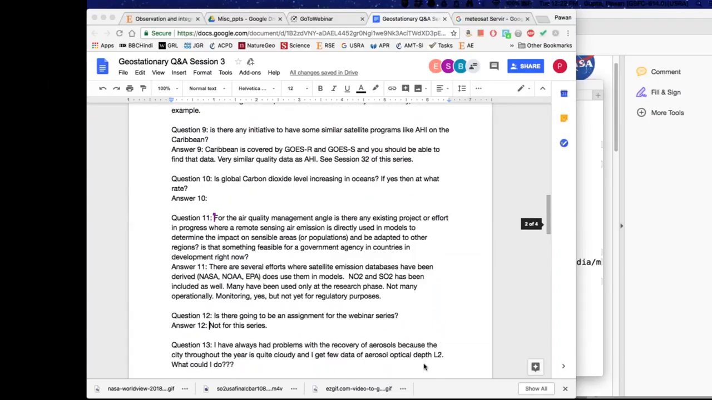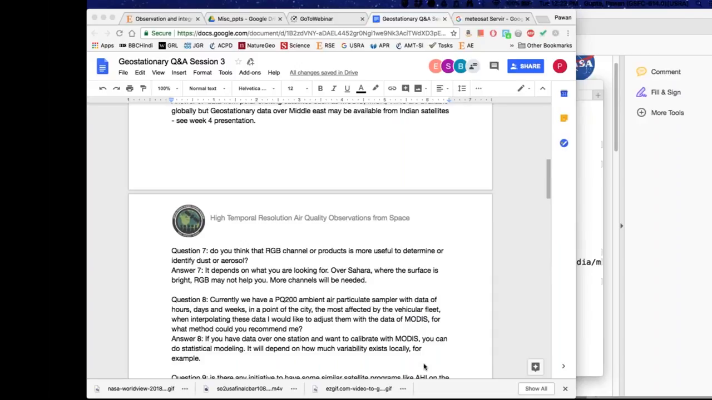And next week, we will have a speaker from ISRO India, Dr. Prakash Chauhan. He will be talking about the data and some of the capabilities from the Indian series of geostationary satellites called INSAT. And we will see how to access those data and some of the details of those measurements.